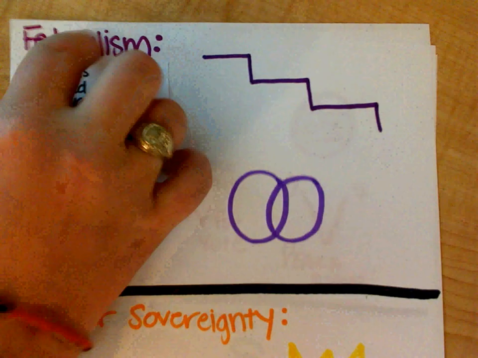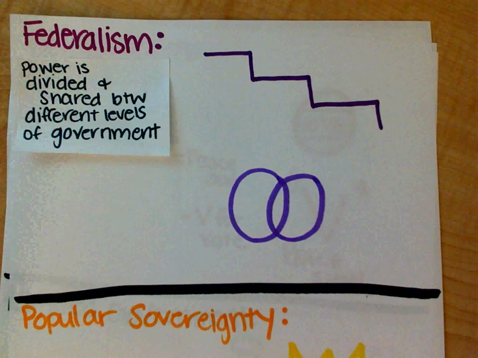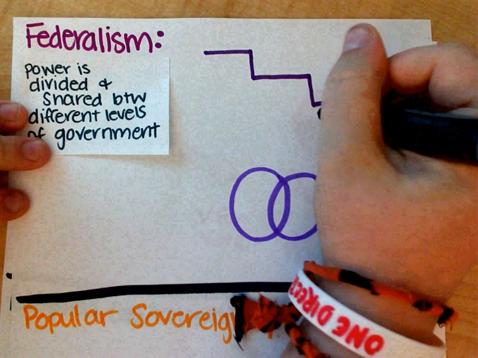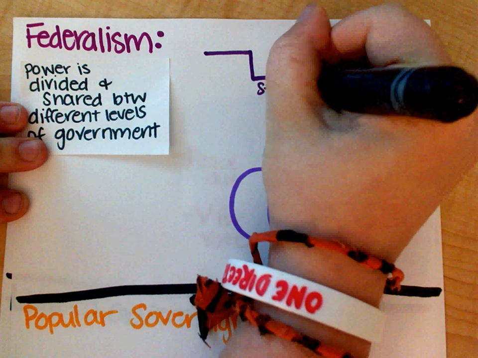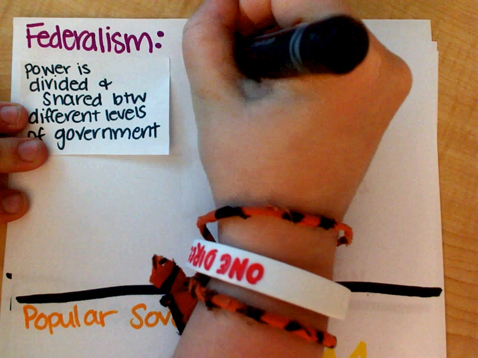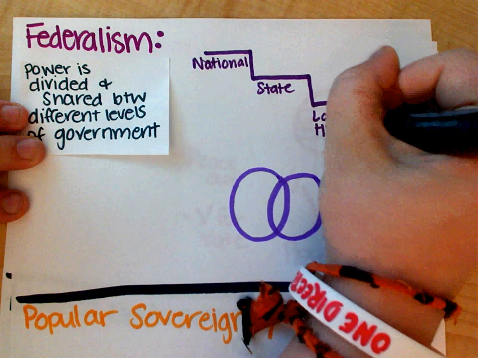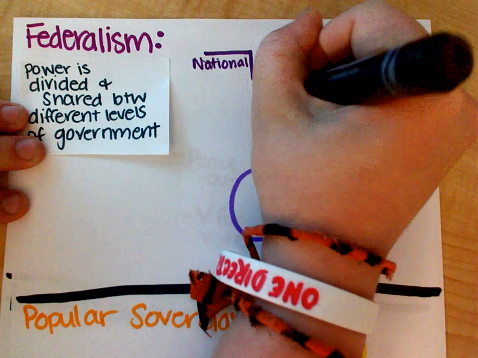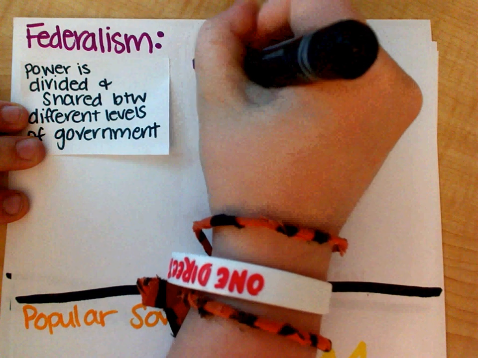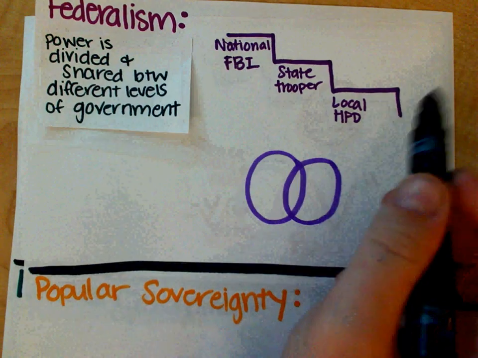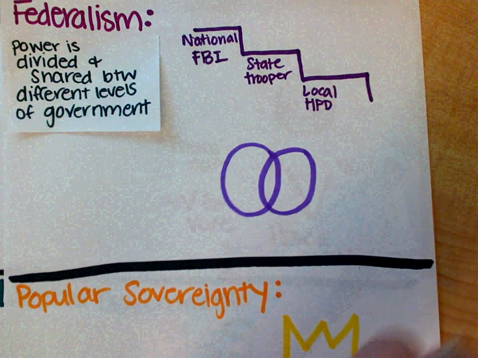Okay, so it's when power is divided and shared between different levels of government. Now, our levels of government are going to refer to local, state, and national government. Now this can be with anything. This could be with law enforcement, where we would have the HPD, the state trooper, and the FBI. Or it could have to do with local courts, state courts, federal courts, or the Supreme Court.